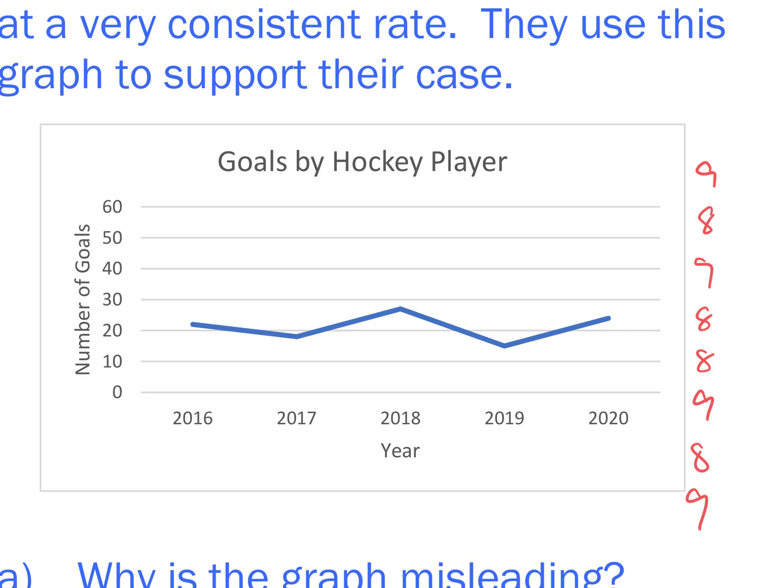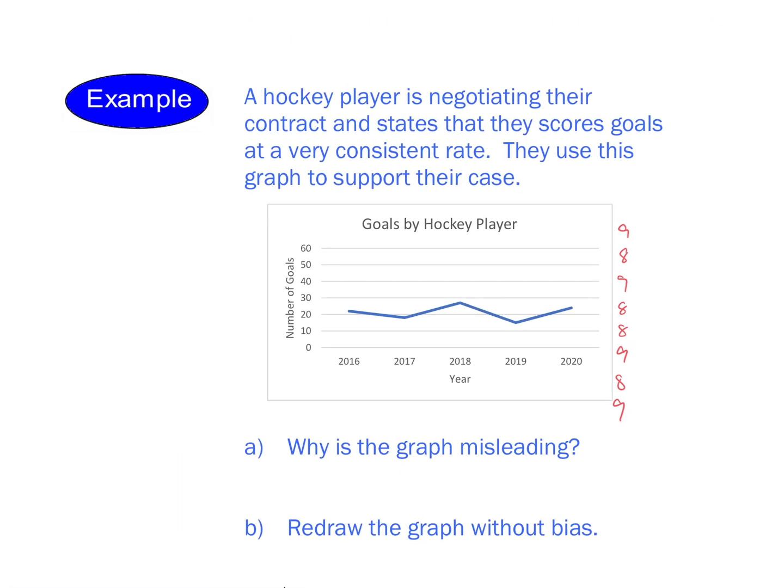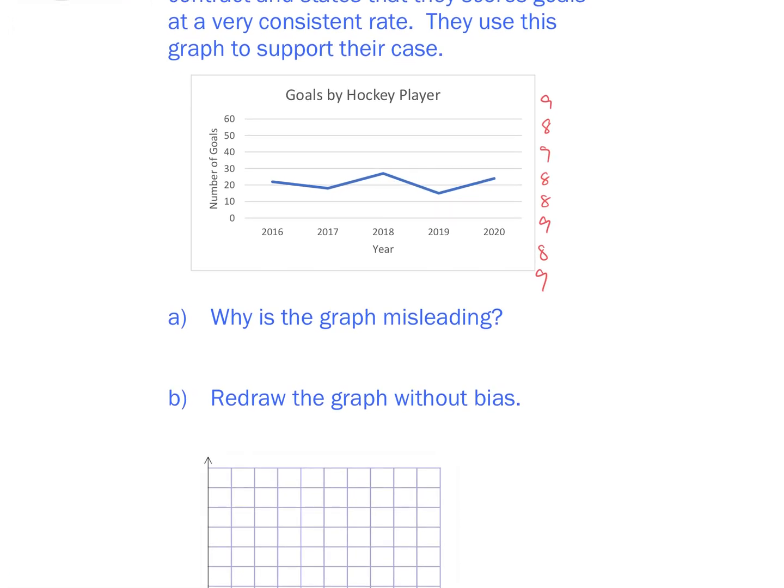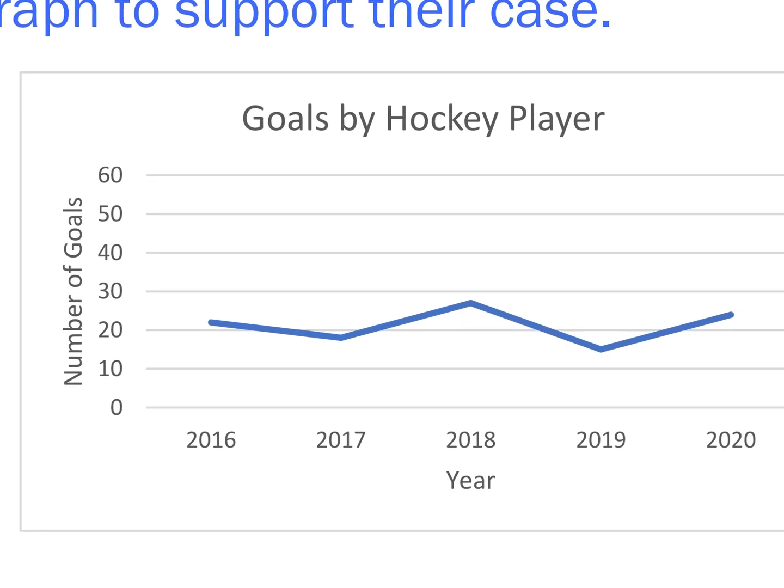Well, maybe not. So why is the graph misleading? Well, here's the difference. In this graph, what are these actual numbers? Let's ballpark it here. This is probably, I don't know, 22. This is probably 18. This appears to be like 27. This appears to be 15.